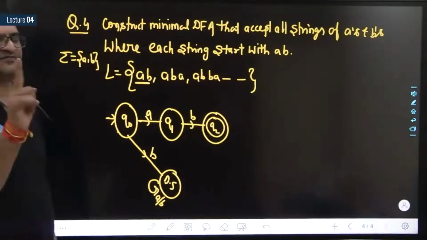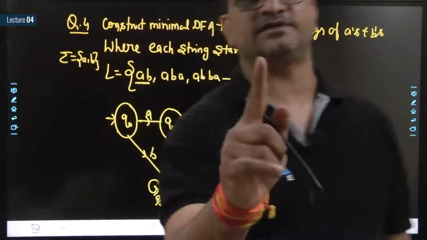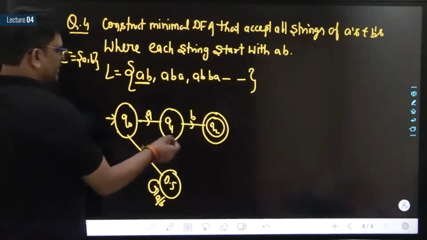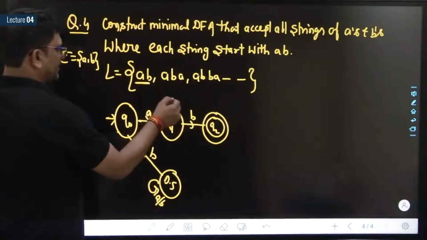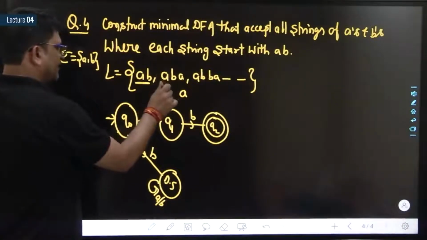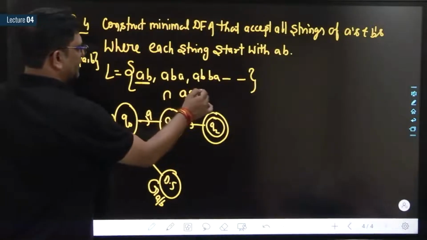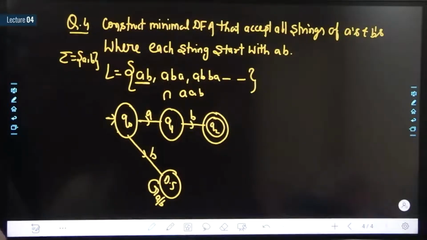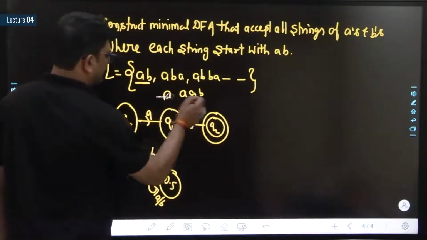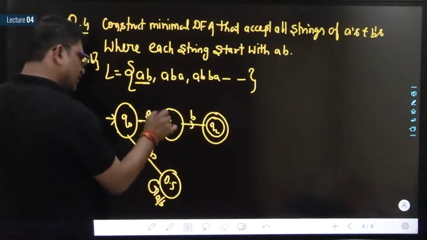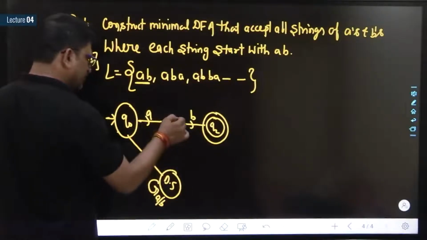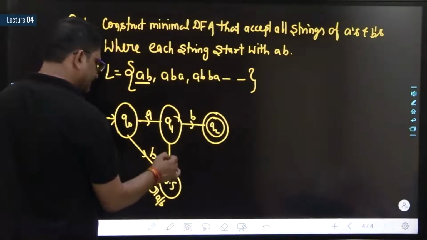A DFA has only one dead state. Now check this. Can we make A a loop? No, because if we give a loop on A at Q1, it accepts AAB, but this is not present in my language. That's why the transition of A on Q1 goes to the dead state.